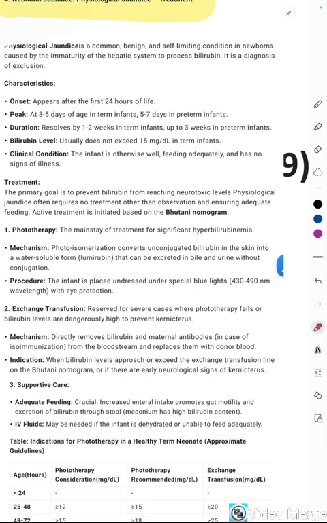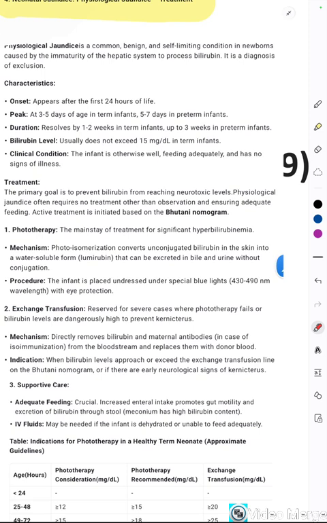The disadvantage of this is that it can lead to Bronze baby syndrome and diarrhea. Then the next is exchange transfusion. Exchange transfusion is done when the phototherapy fails. So exchange transfusion is used to prevent kernicterus in case of very high levels of bilirubin.